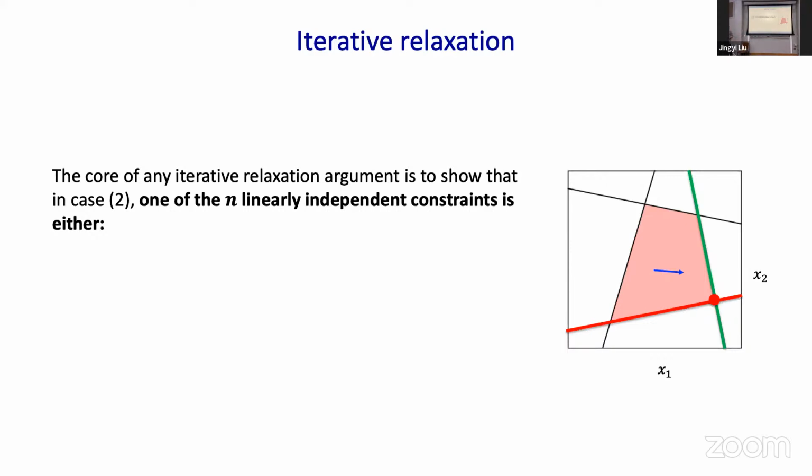Let's say I'm trying to minimize the sum of x1 and x2 in this example. Then every time I drop a constraint, my objective can only decrease.